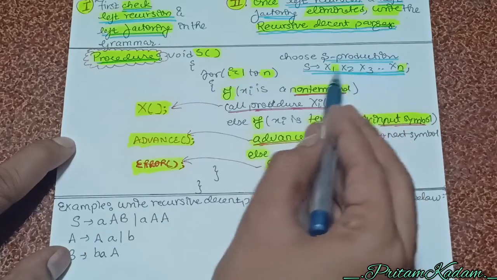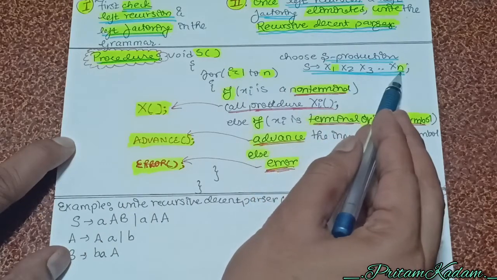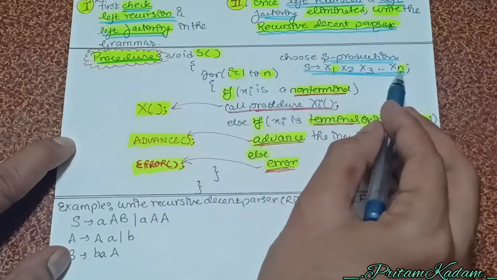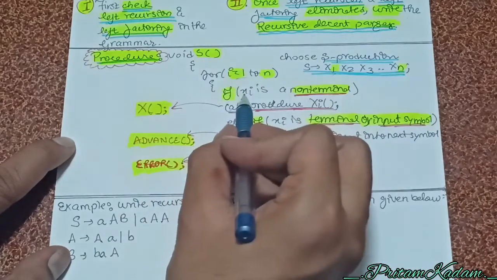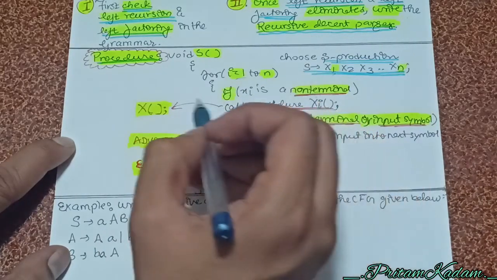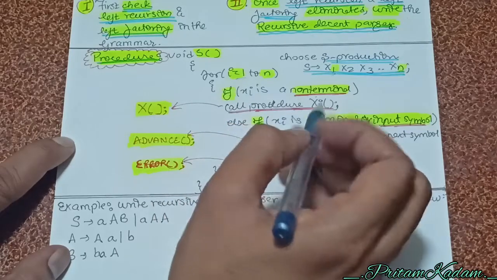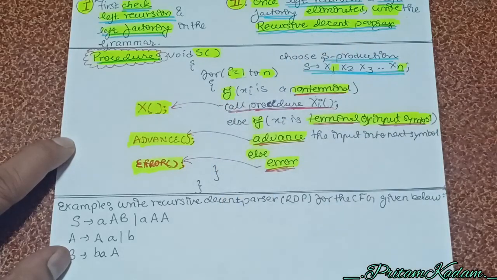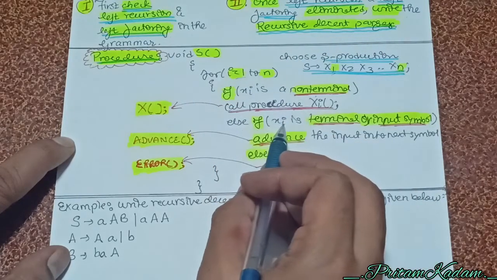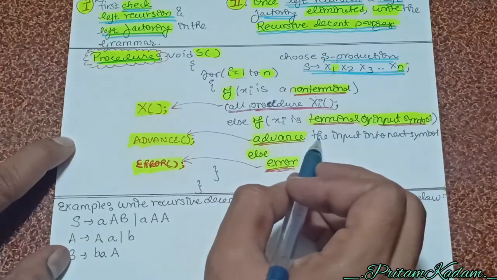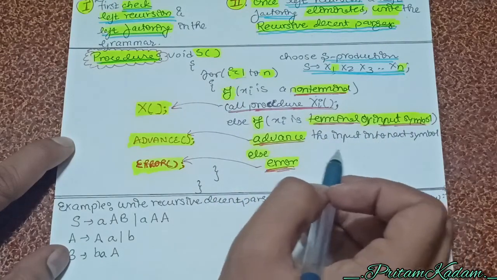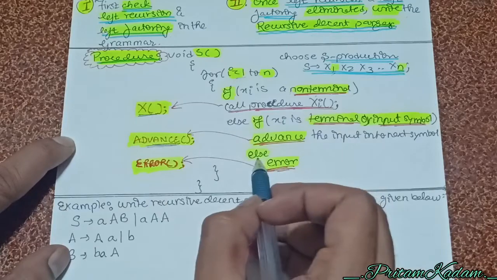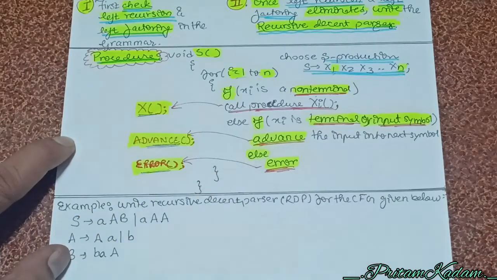If we want to create for S and we have the production like X1 X2 X3, then first of all we enter the void S function. In that, for i equals 1 till n, if it is a non-terminal then we will directly call that, so call procedure Xi. Else if it is a terminal or an input symbol, then we will call the advance function. And if both are not true, then we will call the error.